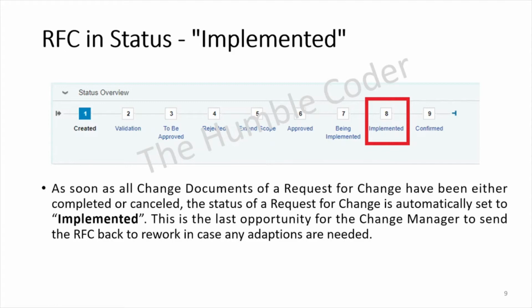Okay, so this is the duty of the change manager. If he wants, he can set the status back to any previous status. Also, the status change from being implemented to implemented will happen automatically once all the change documents that are assigned to a request for change are either completed, withdrawn, or rejected.